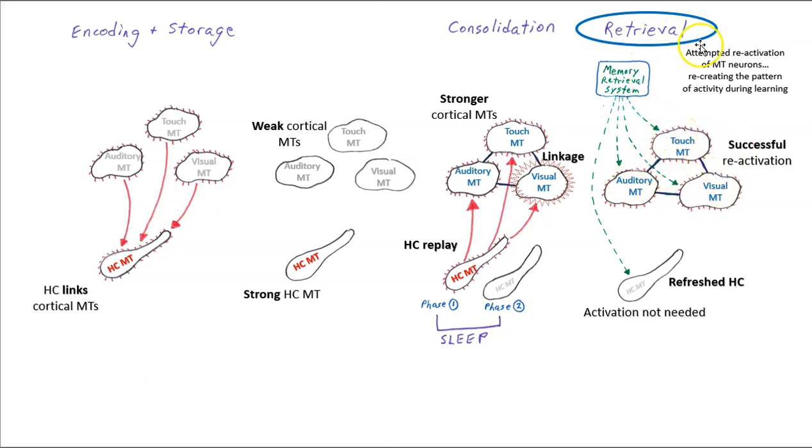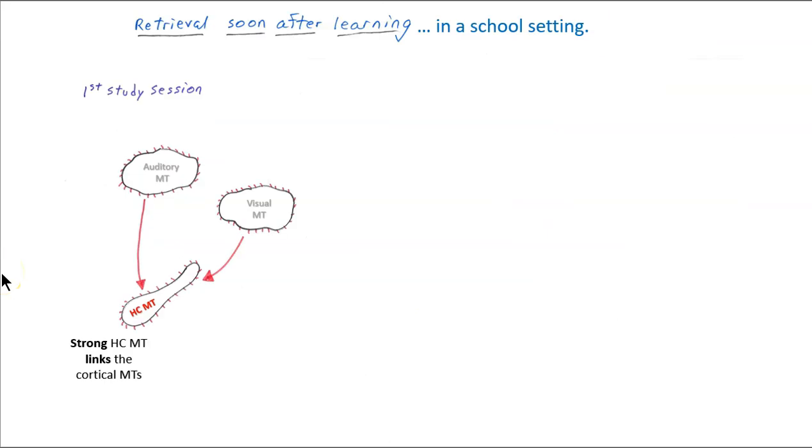And that's what retrieval is, the attempted reactivation of the memory trace neurons, recreating the pattern of activity during learning. And if our brain successfully consolidated these memories, now they become retrievable without the hippocampus. But what about right after learning? Well, let's follow what happens again using this diagram.